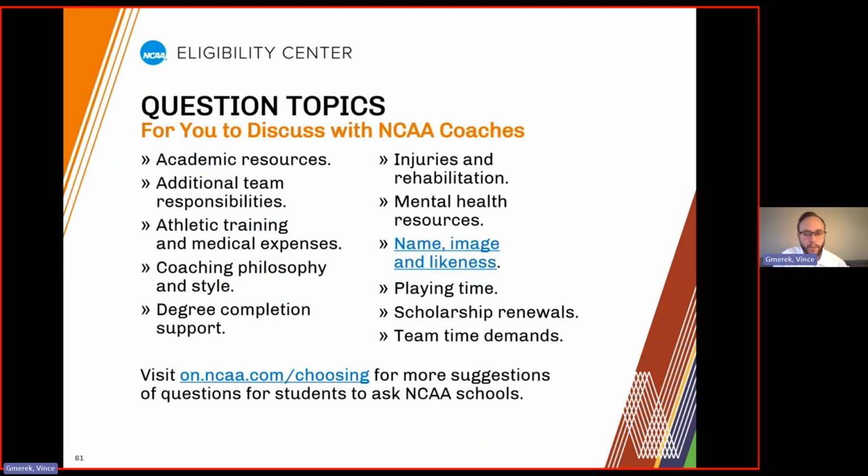In terms of what to talk about when you're either on an official or unofficial visit, or if you're deciding which schools you wish to visit before deciding where you're interested in attending, here are some good questions that you can ask coaches or the athletic staff or even admission staff at your NCAA school for more information.